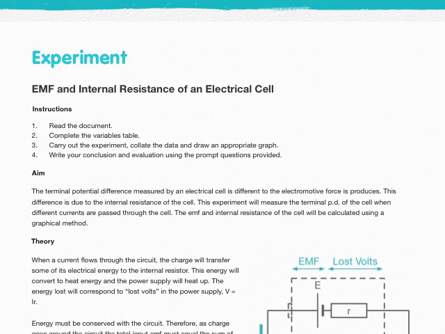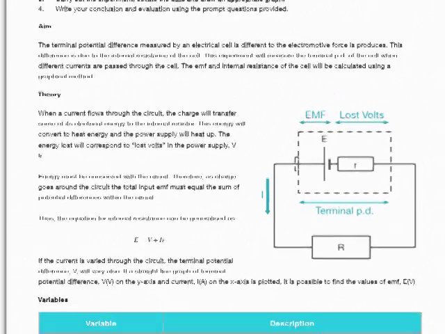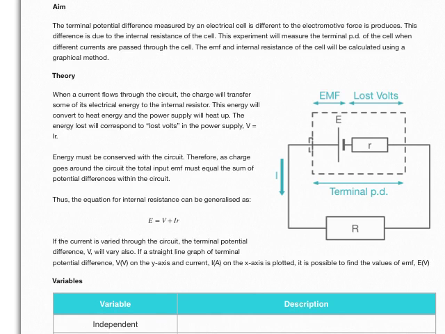So, EMF and internal resistance of an electric cell. Most of you did really well on this experiment. Let's cut straight to the analysis. This is the equation we're using.